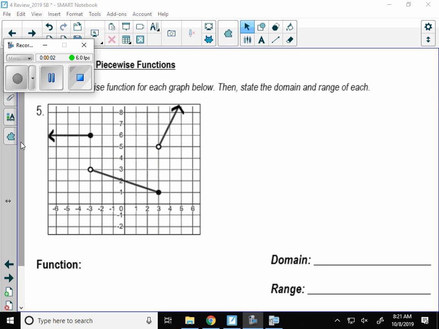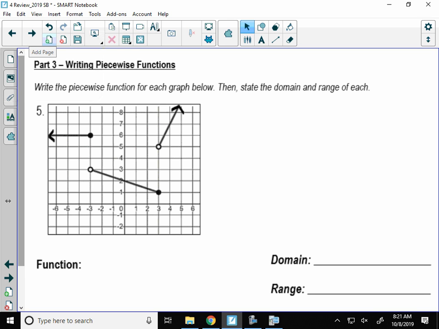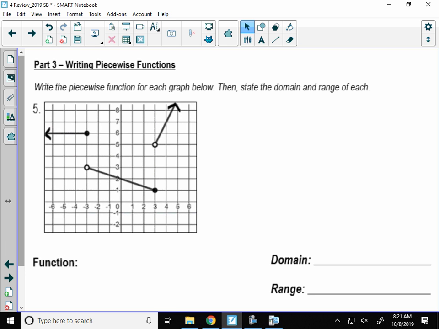Right, piecewise review number part 3, writing piecewise functions. So you're going to have 3 graphs here. You're going to have to write the equation for each one. And I think what I'm going to do, I'm going to write the function up here on the right, even though it says function underneath.